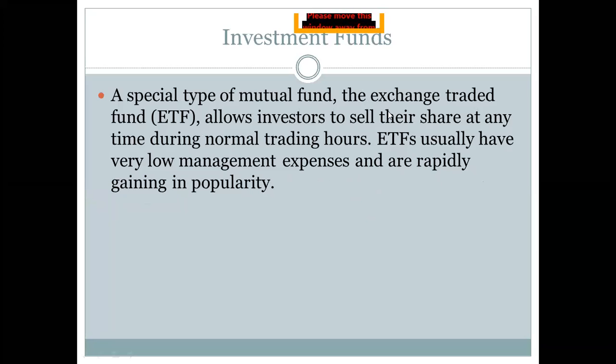Most traditional mutual funds allow investors to redeem their share of the fund only at the close of business. A special type of mutual fund, the exchange traded fund, allows investors to sell their share at any time during normal trading hours. ETFs usually have very low management expenses and are rapidly gaining in popularity.